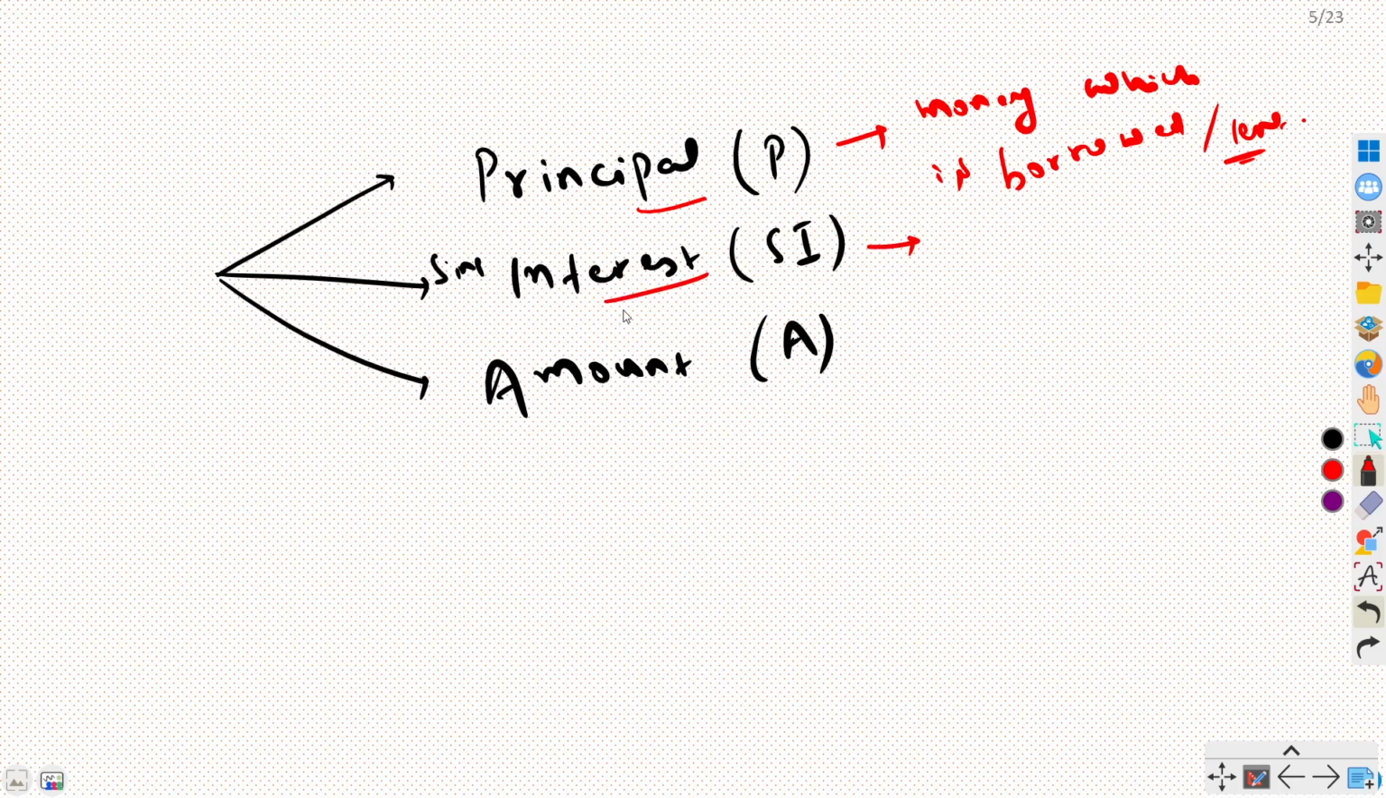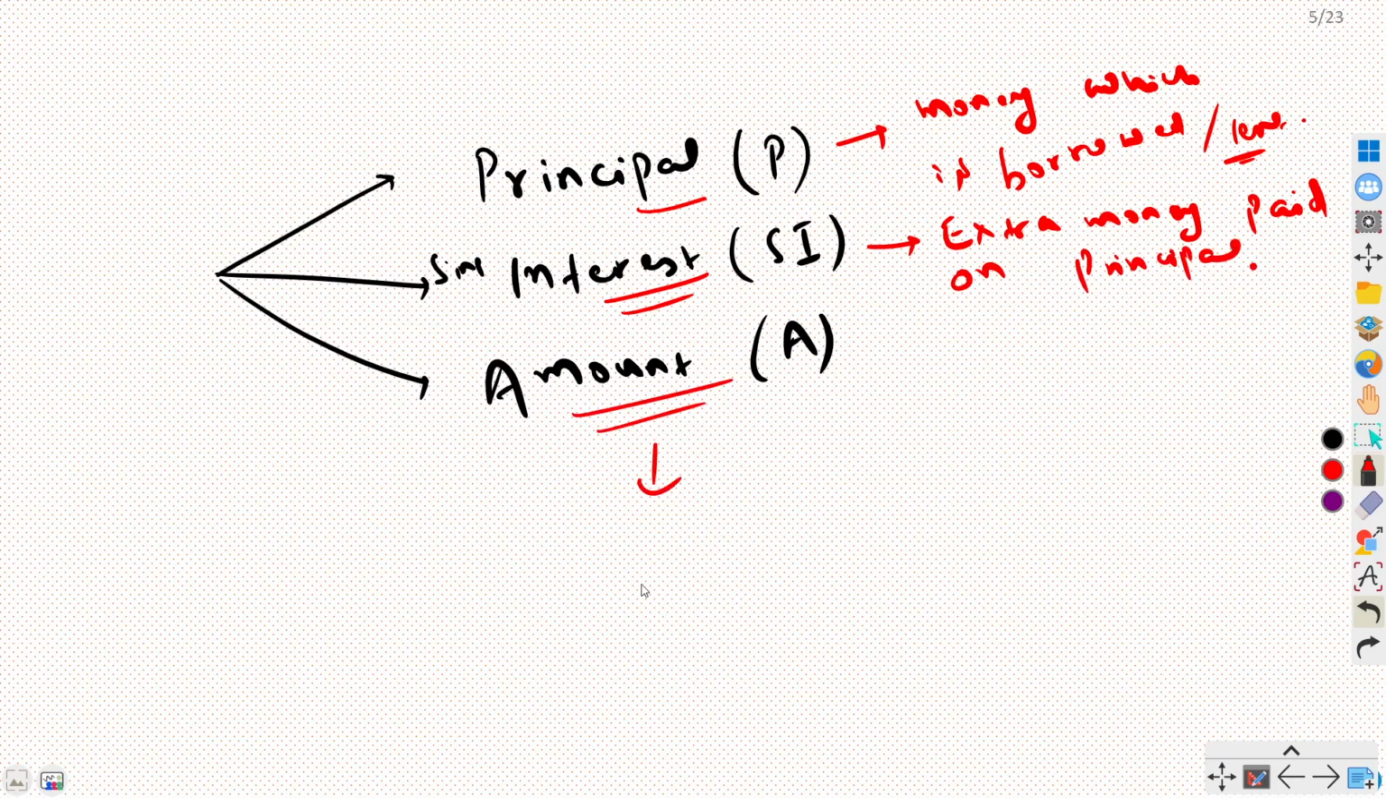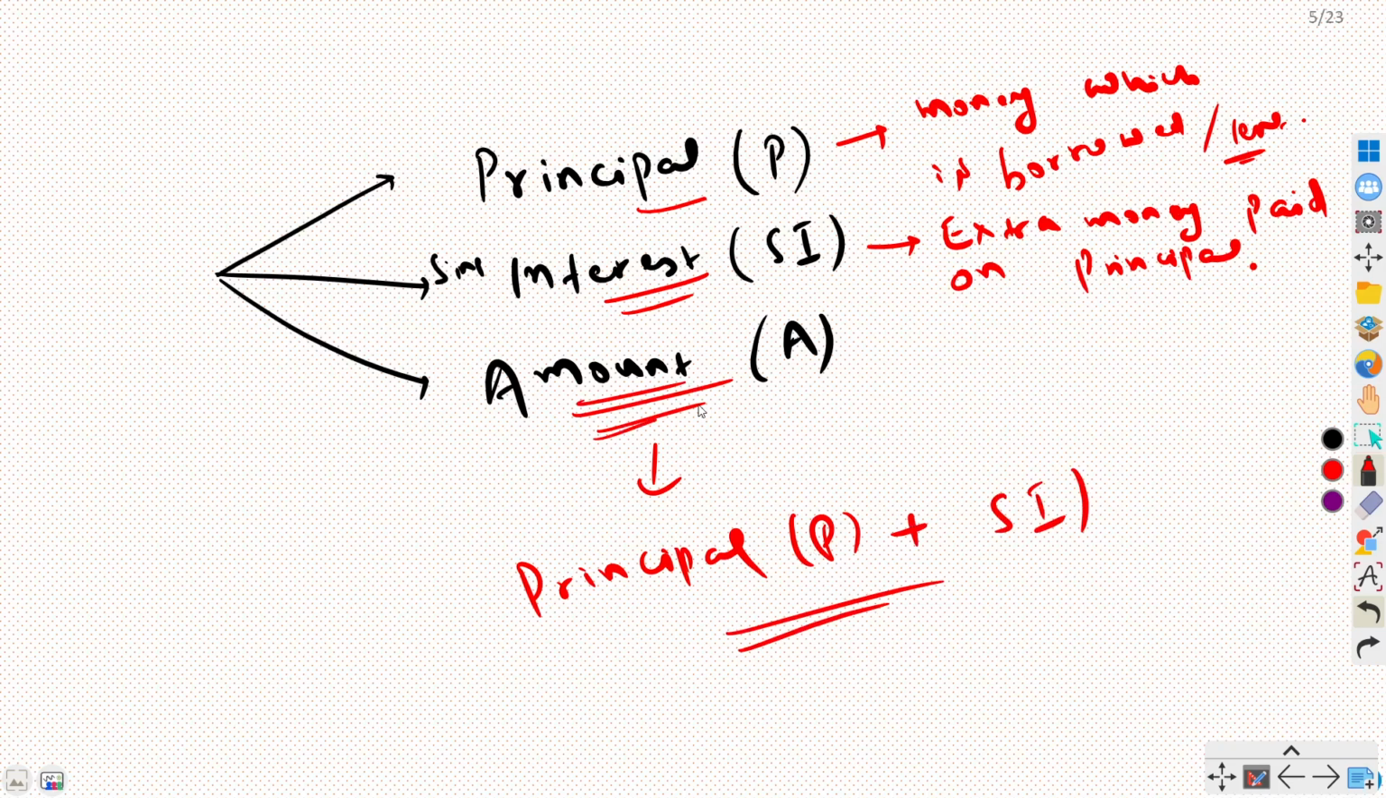Then we have simple interest. So this is the money, extra money, you can say extra money paid on principal. So this is always paid on principal. Now what is amount? So amount is the principal plus SI. Okay. So P plus SI is the amount. So the money that is finally returned.